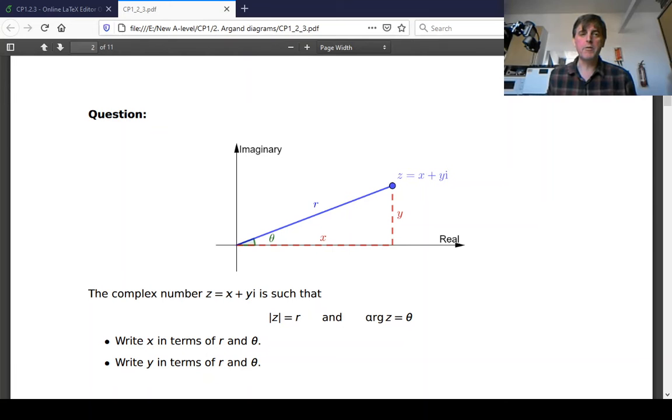So let's introduce ourselves to this by having a go at the question which is on the screen. Do you remember what the modulus and the argument of a complex number is? Well, that modulus, of course, is the distance of the complex number from the origin on the Argand diagram. The argument is the angle that that line segment there makes with the positive real axis. So I've given you a little picture to help remind you, but pause the video now and see if you can answer the question on the screen, please.